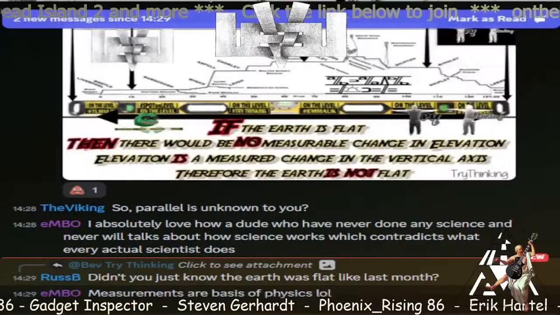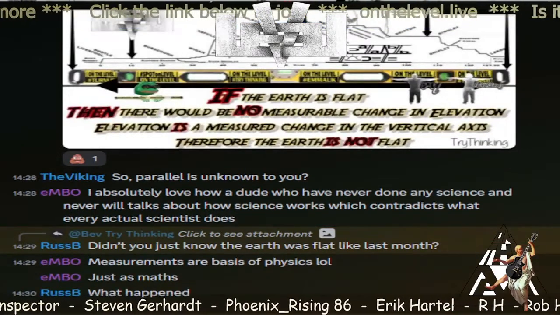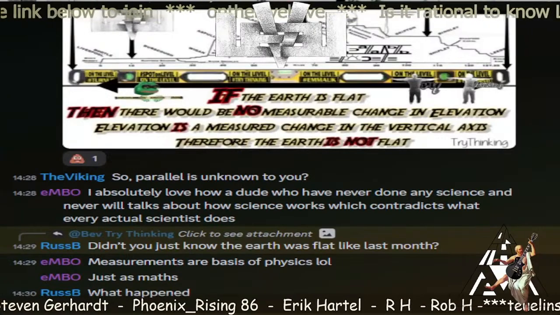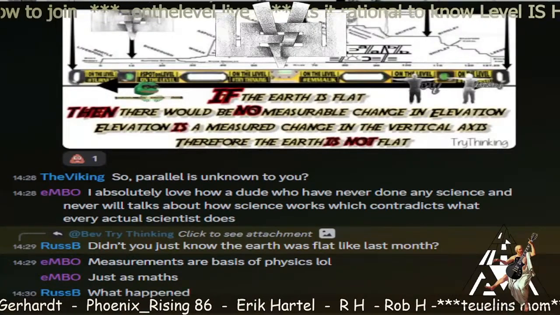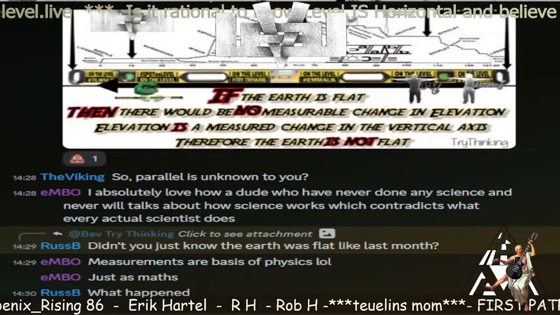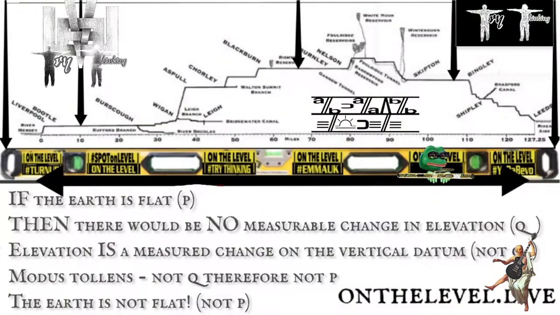I mean, we can read out the entire if-then again, if needed. Sorry, say it one more time. If the Earth is flat, P, then there would be no measurable change in elevation, Q. Elevation is a measured change in the vertical axis, therefore not Q. Therefore, Earth is not flat. But the refutation to the argument, being that there's some sort of conflation going on between a baseline and topography, is just a straw man, because that's not the case for anybody who actually reads the argument.